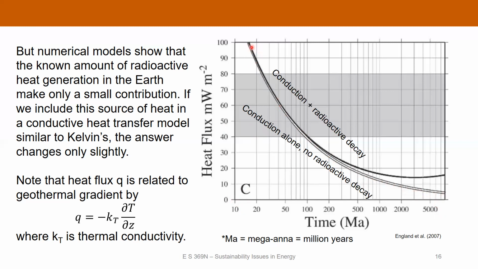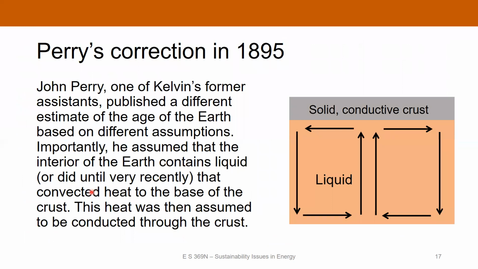So this is Kelvin's assumption here. And you can see when you include radioactive decay, there's really very little difference until you get several billion years into the history of the Earth. And even at the present day, the difference that radioactive decay makes is on the order of 10 watts per square meter. One thing I'll note here is that heat flux, which we'll call little q, is related to the geothermal gradient by this constant kT, which is the thermal conductivity. So just so you understand what we're looking at here. But the point of this figure is that it's actually not radioactive decay that was the problem with Kelvin's assumption. It was actually something else.